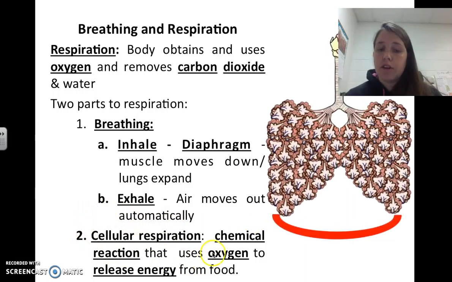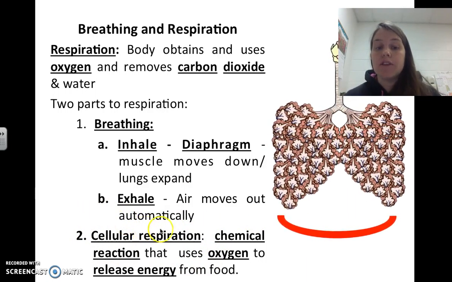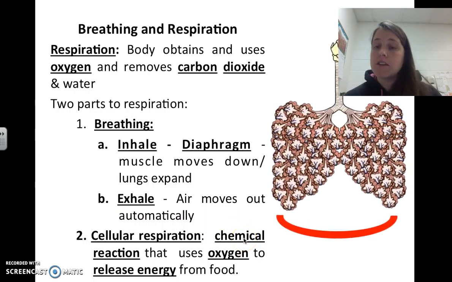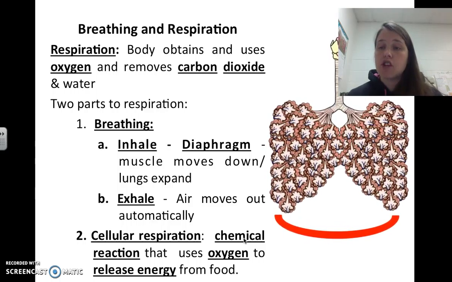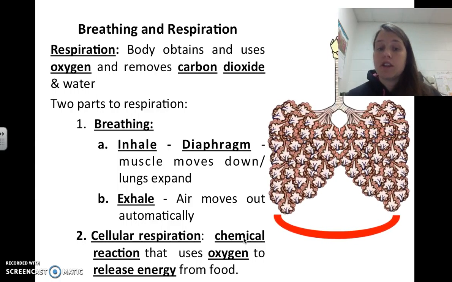Then you have cellular respiration. Remember, this happens in your cells. This is once the oxygen has gotten to your cells and the nutrients from digestion have gotten to your cells. They use that oxygen and they release the energy from the sugar that's in your cells.